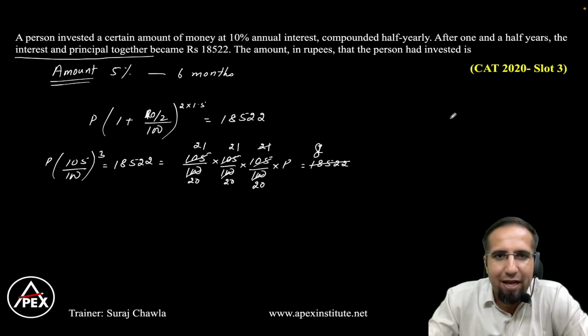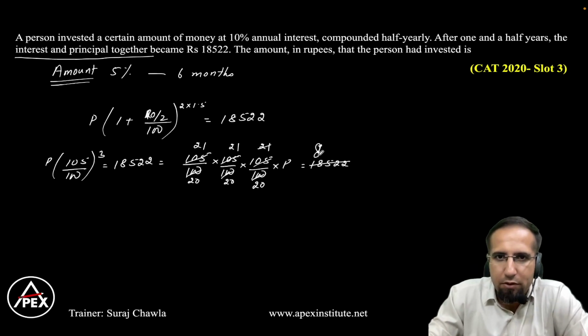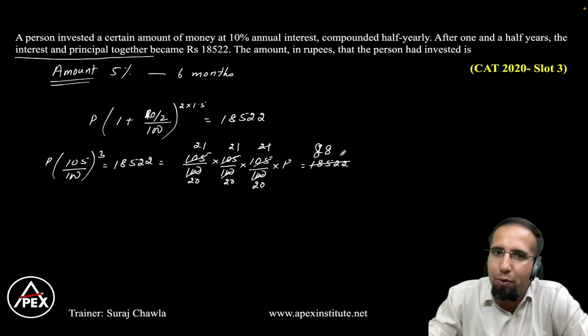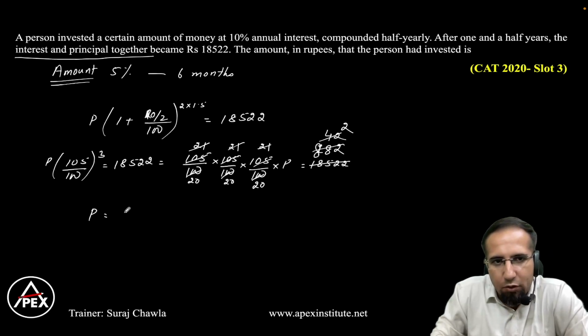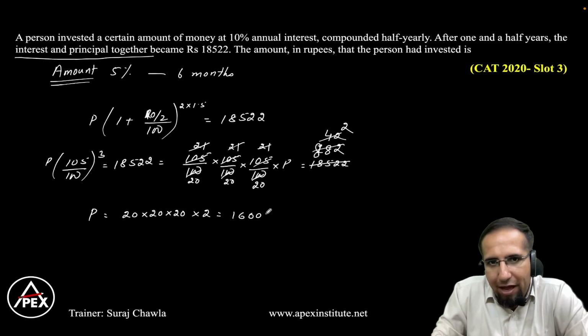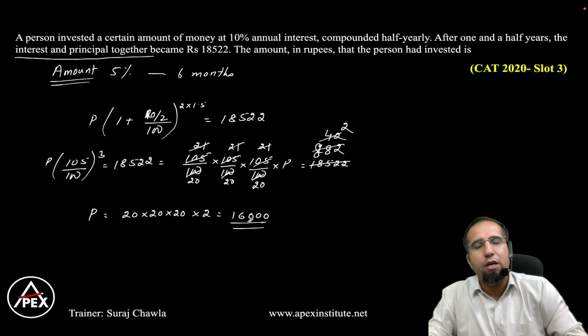Clear? If I take 168, I have 172 left. Again, 21 into 8 is going to be 168. We have 42 left. 21 into 2. So finally, the amount of principal is equal to 20 into 20 into 20. That is 8,000. 8,000 into 2. And therefore, the value of the principal finally is going to be 16,000.